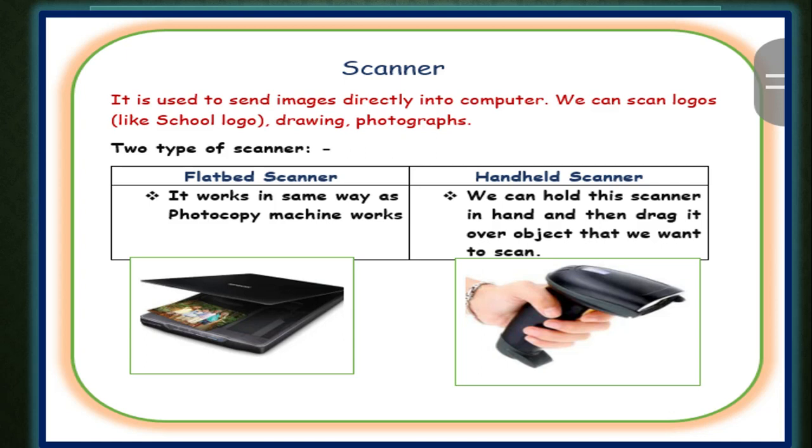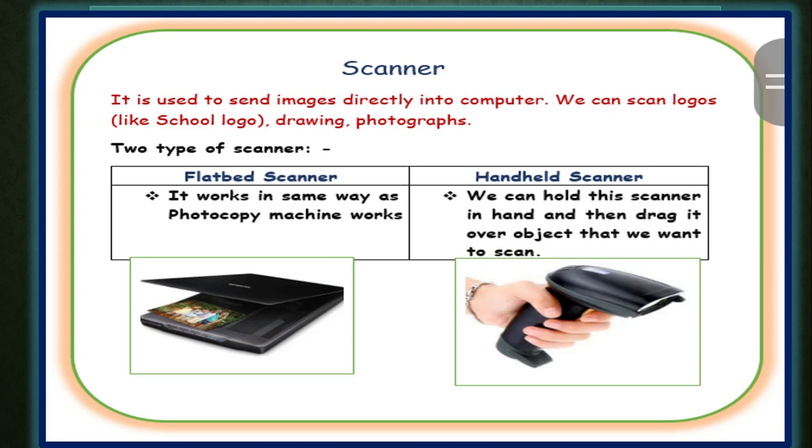So next is the types of scanners. Scanners are of two types. First one is a flatbed scanner, and second one is a handheld scanner. So first is a flatbed scanner. It works in the same way as a photocopy machine works.